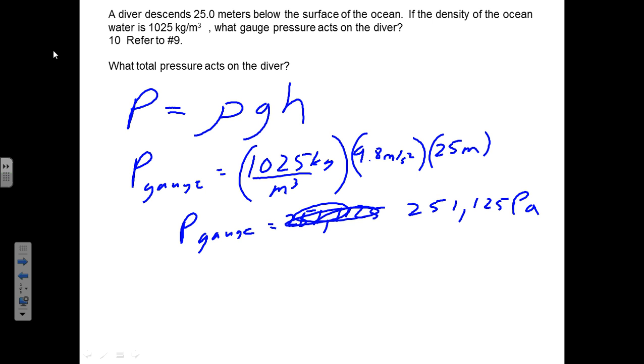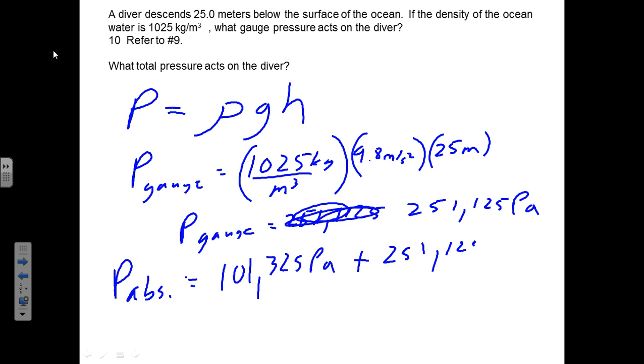The second part of the question wants to know the total pressure. Sometimes that's called the absolute pressure. And that's equal to atmospheric pressure plus the pressure due to the water. And if you remember, at sea level, atmospheric pressure is 101,325. So we're going to take that atmospheric pressure and add it to the gauge pressure. So what we end up with for a total absolute pressure is 352,450, and that's going to be pascals or newtons per square meter.